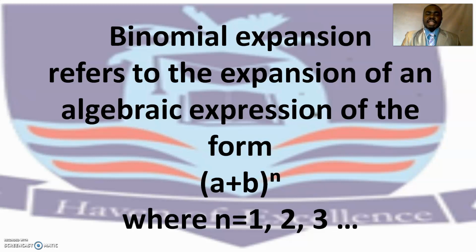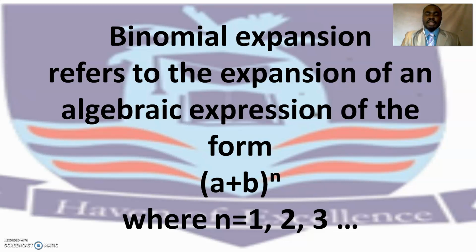A binomial is any algebraic expression of the form a plus b, where one of them or both of them are unknowns. So when you have x plus 2, y minus 4, 5 minus w, those are all binomials. It means two terms in an expression.